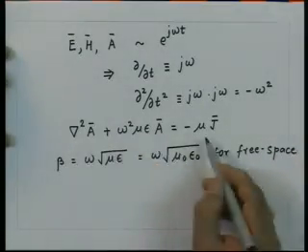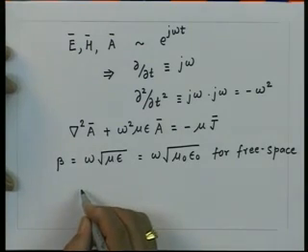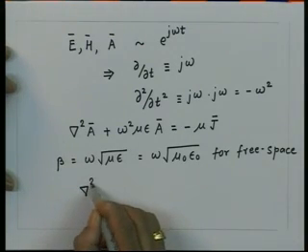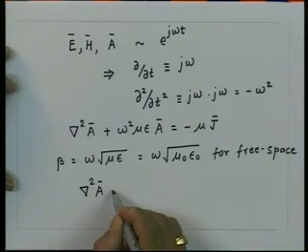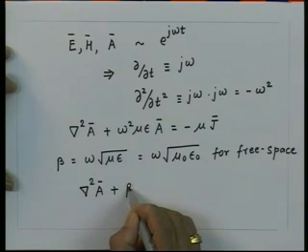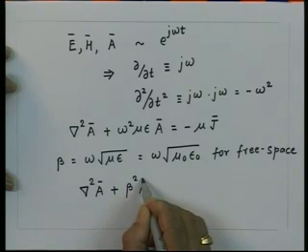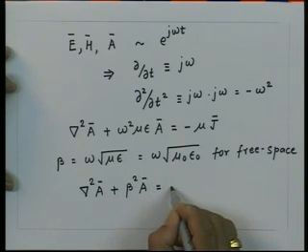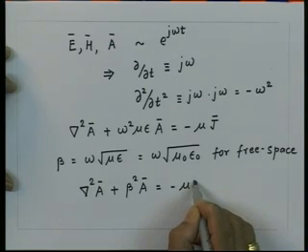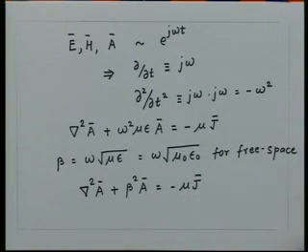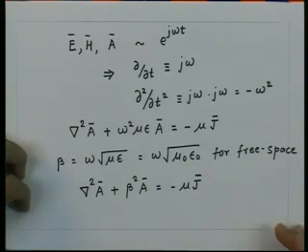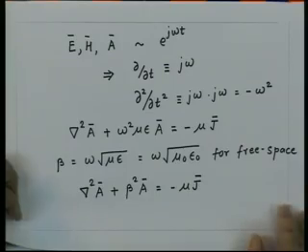So, this equation we can write now for the free space, that is del square A plus beta square A, that is equal to minus mu into j. So, this is the equation essentially we have to solve now, and this equation we will solve by using, as we said, a technique what is called the Green's function technique.